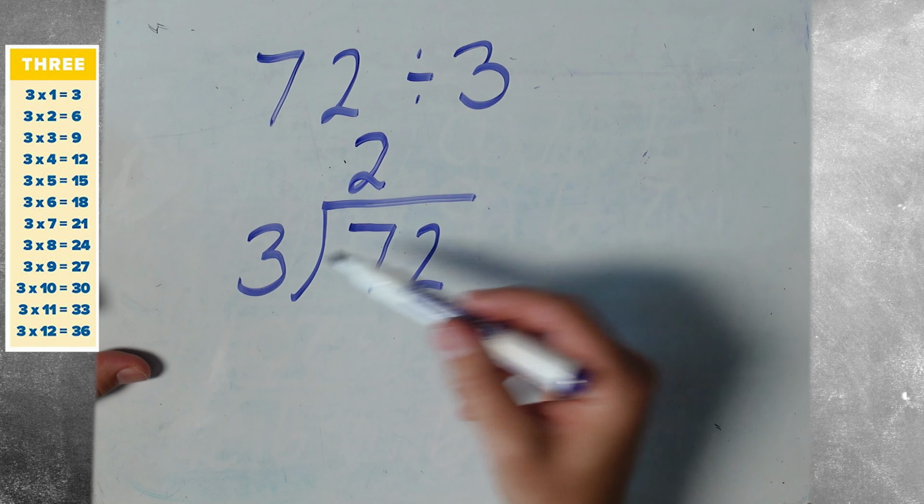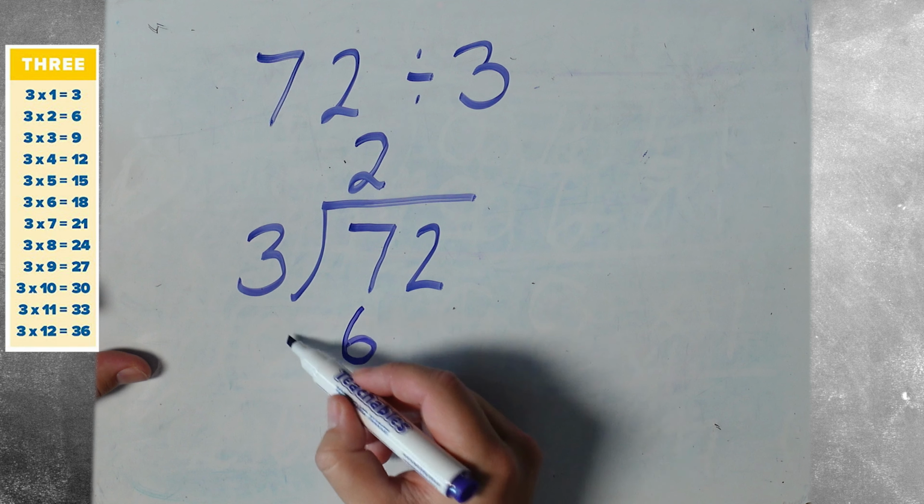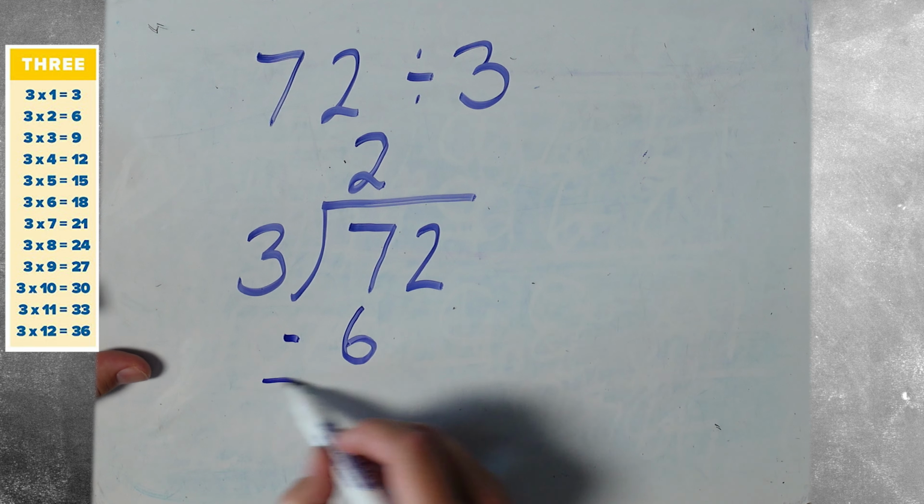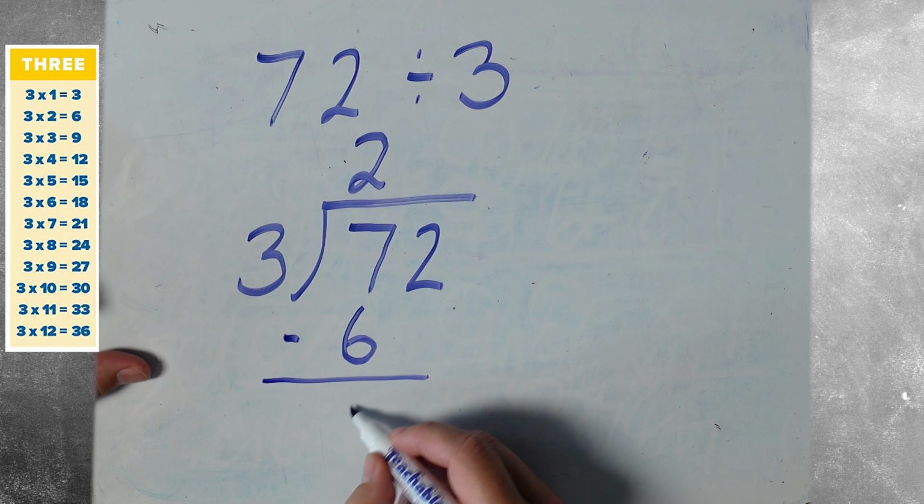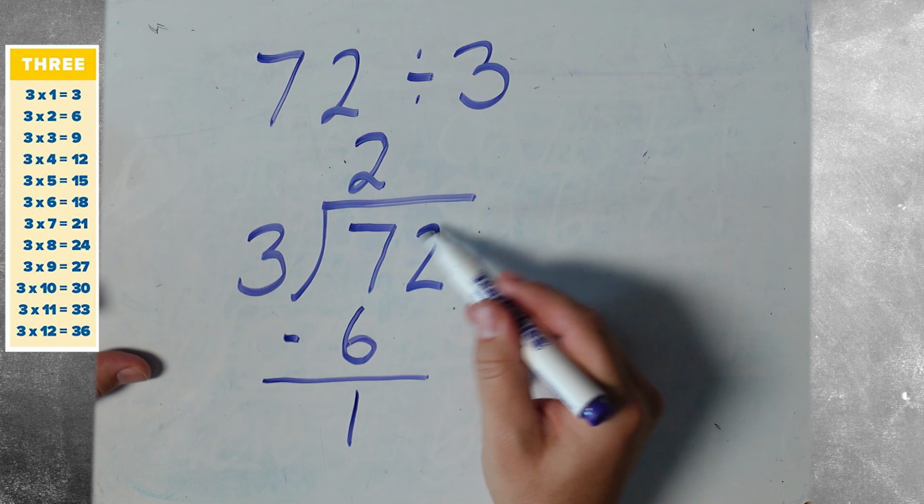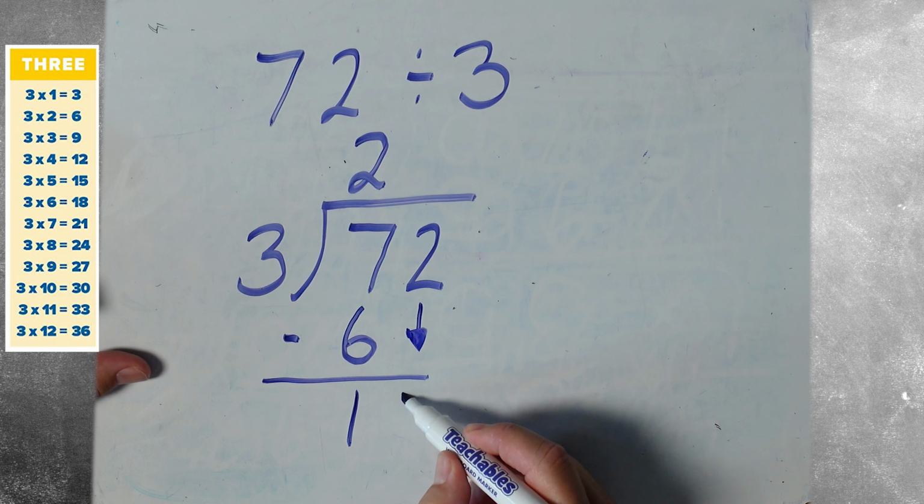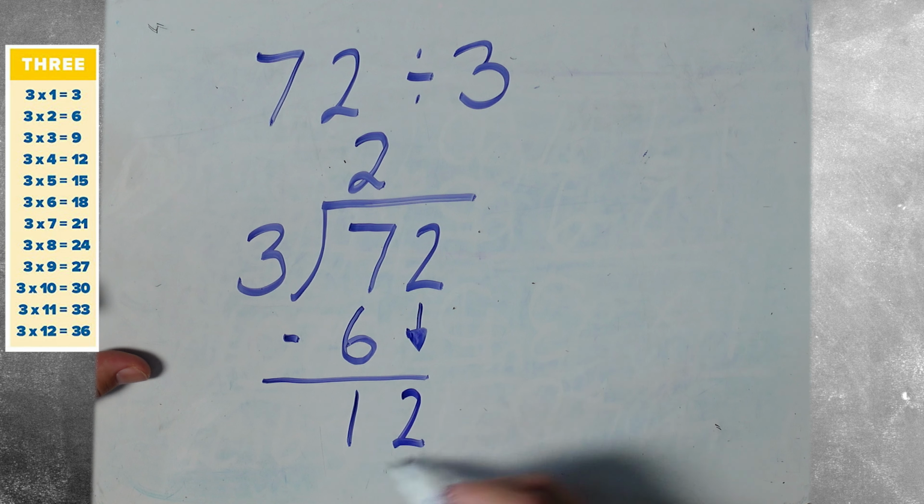But there was some left over because 3 times 2 is only 6. So I can work out how many was left over. 7 minus 6, there was 1 left over. So that leftover 10 is going to join the 2 1's. So we'll bring the 2 1's down. And now we have 12.